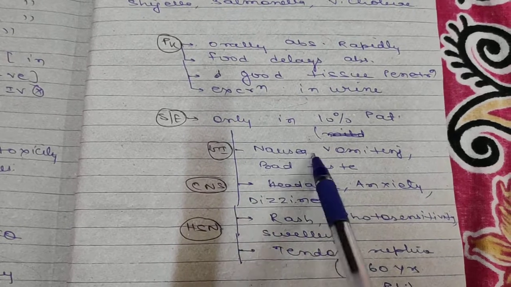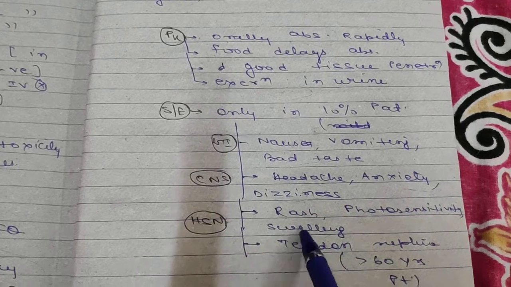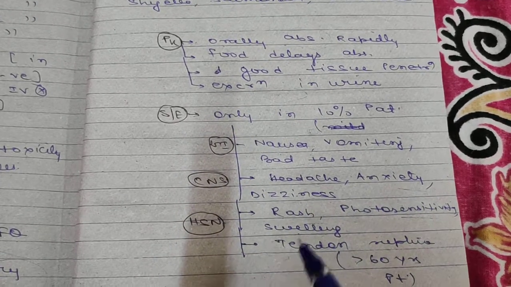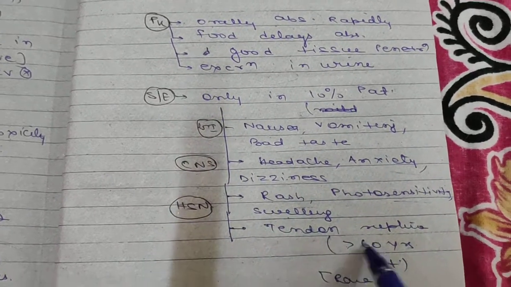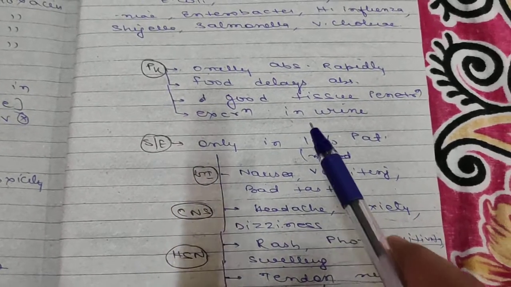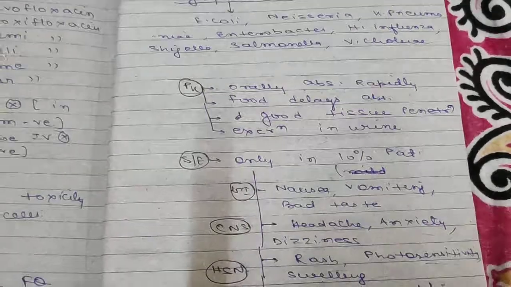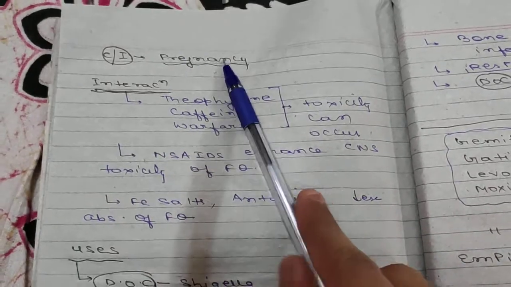So GI side effects such as nausea, vomiting, bad taste; CNS effects such as headache, anxiety, dizziness; hypersensitivity, rash, photosensitivity, swelling. Tendon rupture occurs in less than 1%. That is very rare. Tendon rupture is very rare. These are the side effects which are associated only in 10%. So no major side effect is associated with ciprofloxacin. Then the contraindication is pregnancy.